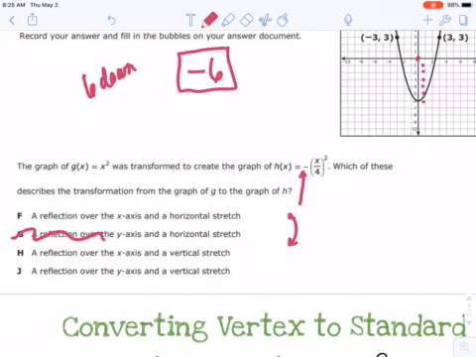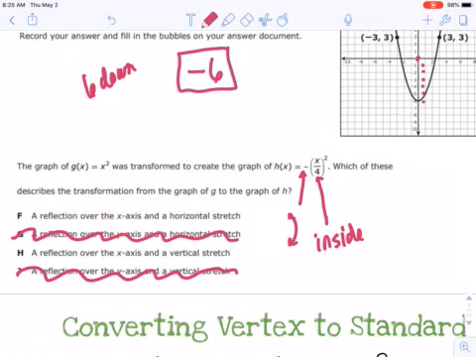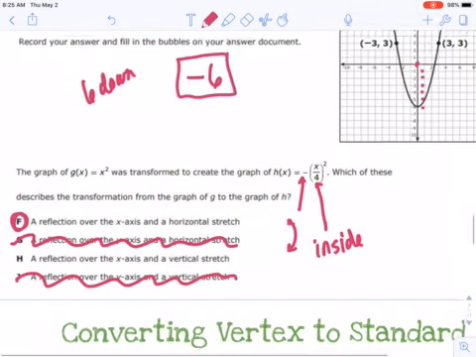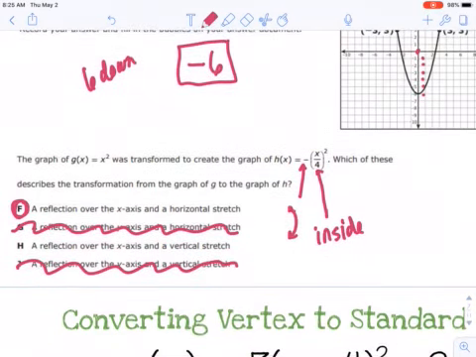So I know that g is out and j is out. Then this 4 is inside the parentheses, so that means it has to be a horizontal something. Well, my options are either horizontal or vertical, so it has to be f. I don't even care if it's a stretch or a compression. Stretch is my only option. But really, I just needed to know if it was inside or outside and if it was vertical or horizontal.